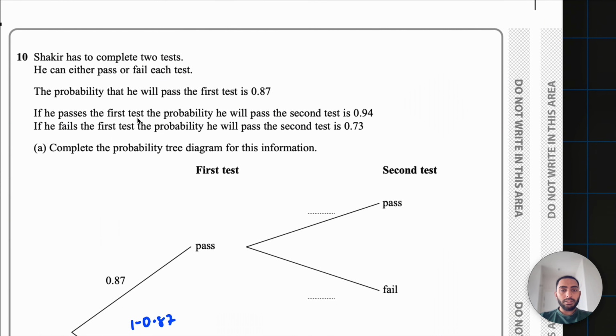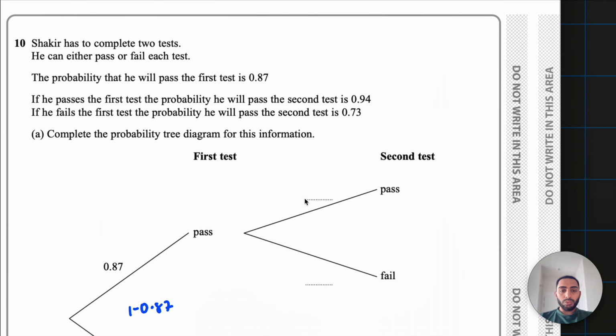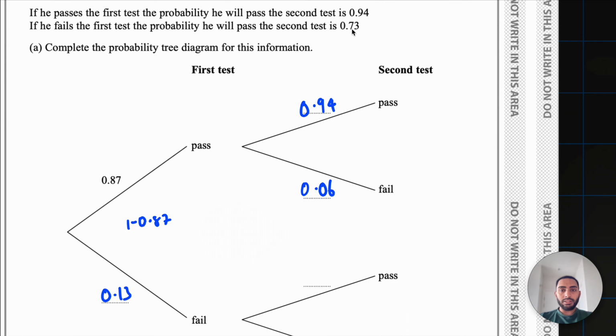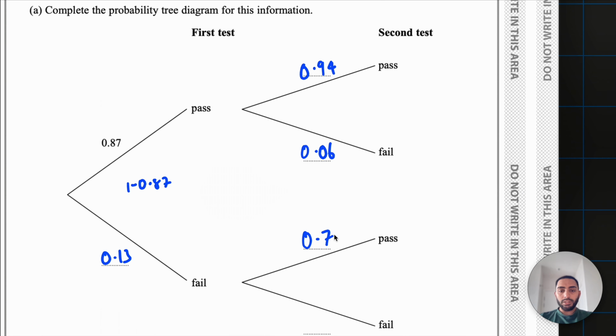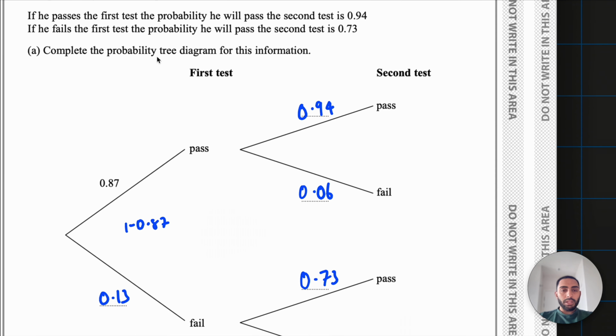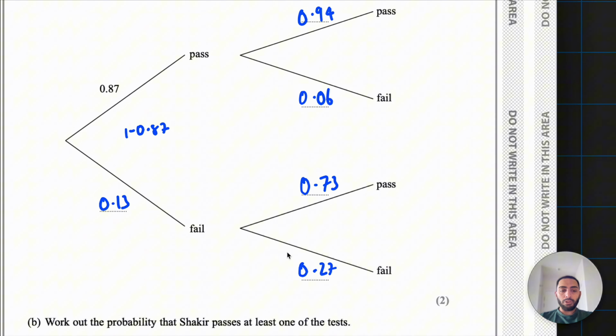If he passes the first test, the probability he will pass the second test is 0.94. So we need to put 0.94 over here. And same as before, we can work out this one. 1 minus 0.94 is 0.06. If he fails the first test, the probability he will pass the second test is 0.73. So we can put 0.73 here. We can work out this one. 1 take away 0.73, which would be 0.27. Complete the probability tree diagram for this information. So we've already done that.